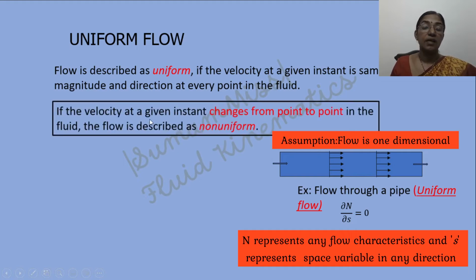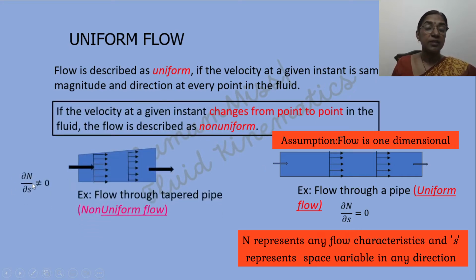So if the velocity at a given instant changes from point to point, then the flow is described as non-uniform. In that case, ∂n/∂s is not equal to 0. The example is the flow through a tapered pipe. If you are moving from one section to another section, since the cross-sectional area of the pipe increases, the velocity gets reduced. So that means for a tapered pipe, though the flow rate is the same, the flow velocity changes from section to section. That is ∂n/∂s not equal to 0. In the case of the flow through the pipe, ∂v/∂s equal to 0, whereas for the tapered pipe, ∂v/∂s not equal to 0.